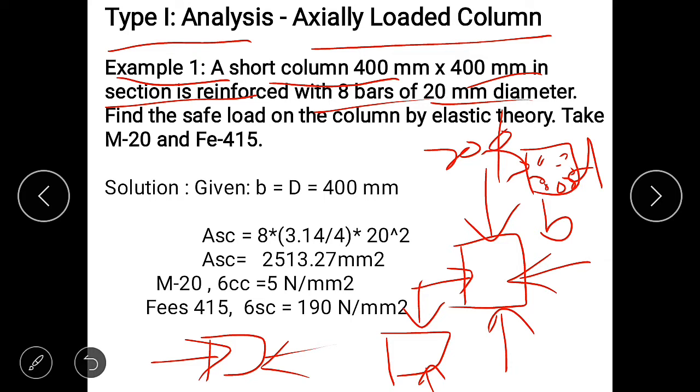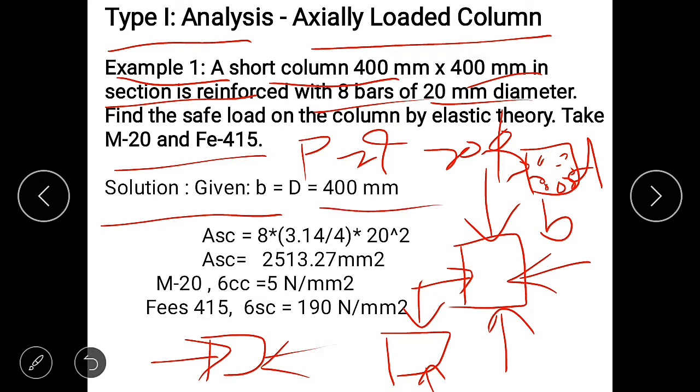So find the safe load. We have to find P. What is P? The safe load on a column by elastic theory. Take M20 and Fe415. The grade of concrete is M20 and the grade of steel is Fe415. Now the solution. Given data: width and depth are given as 400 mm.